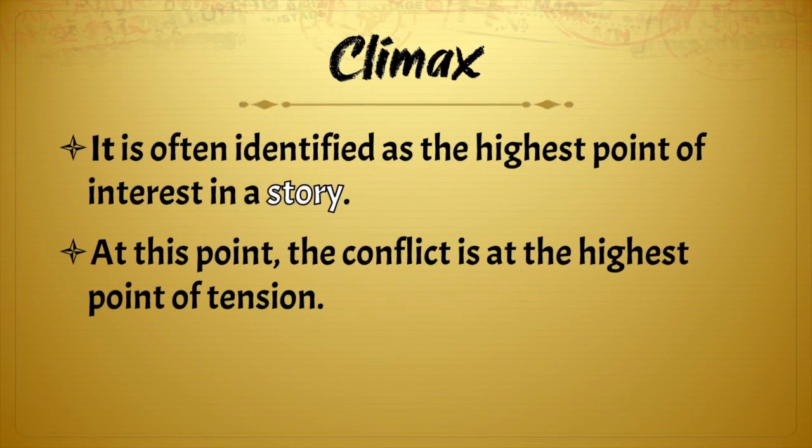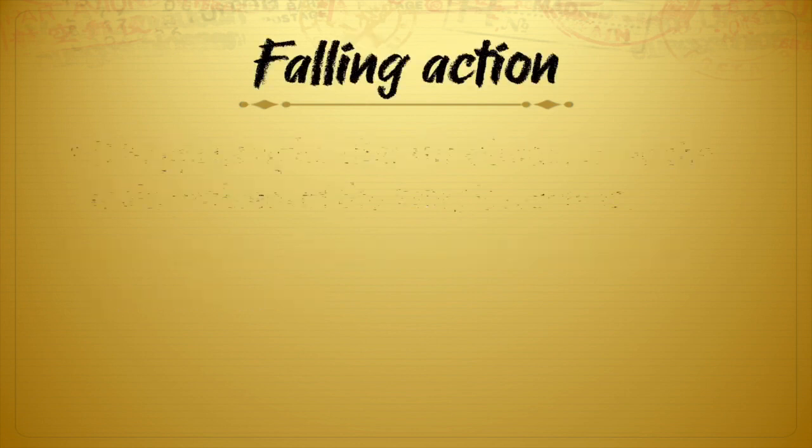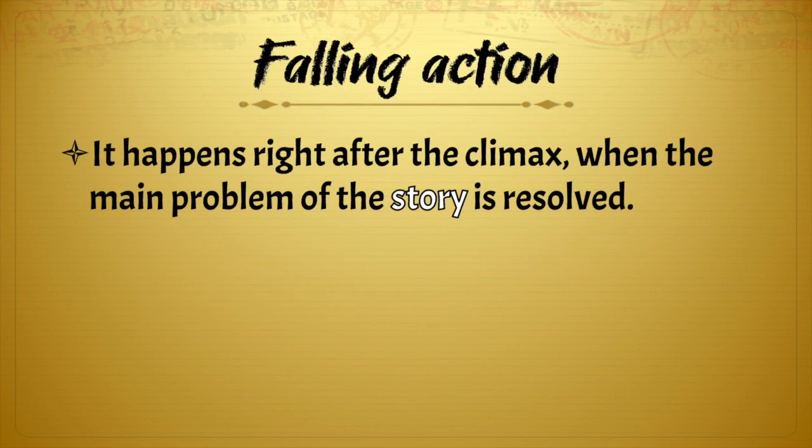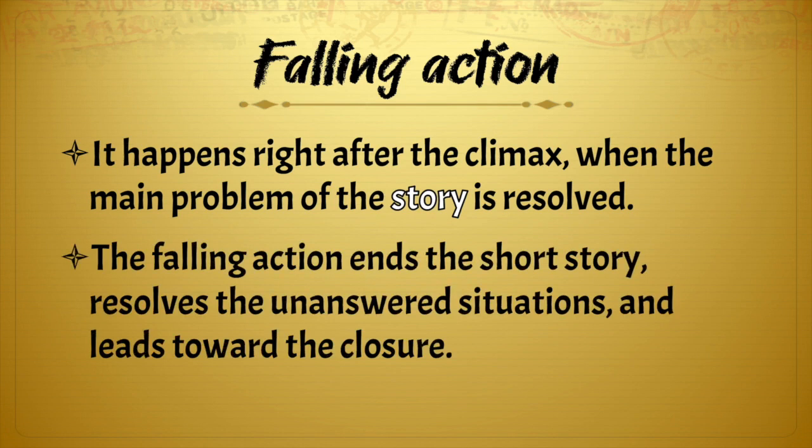So the climax. It is often identified as the highest point of interest in a story. At this point, the conflict is at the highest point of tension. Then we have the falling action. It happens right after the climax, when the main problem of the story is resolved. The falling action ends the short story, resolves the unanswered situations, and leads toward the closure.